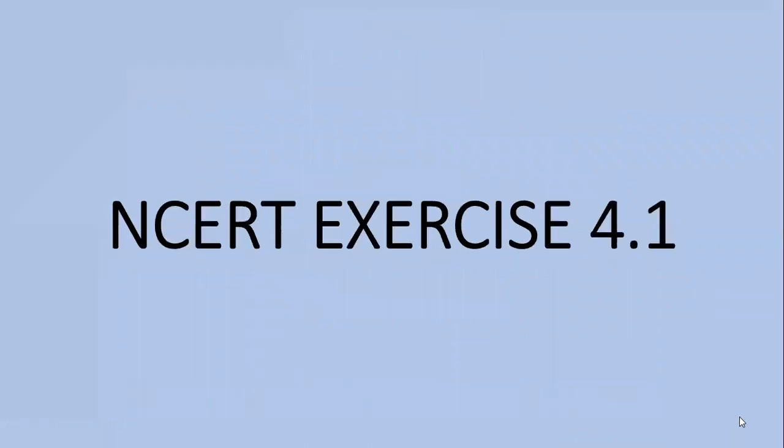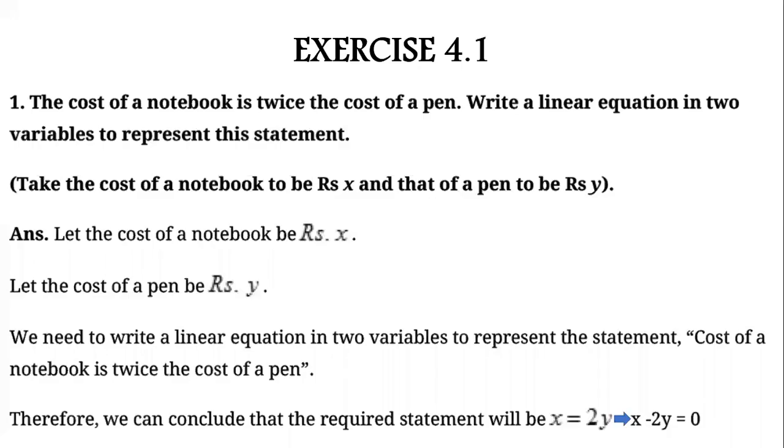Now let us quickly get into the first exercise of the chapter, exercise 4.1. The first question: the cost of a notebook is twice the cost of a pen. I repeat, the cost of a notebook is twice the cost of a pen. Write a linear equation in two variables to represent the statement. You have also been provided with a clue, wherein it has been said that you can take the cost of the notebook to be rupees X and that of the pen to be rupees Y.